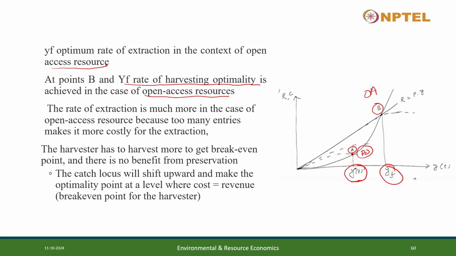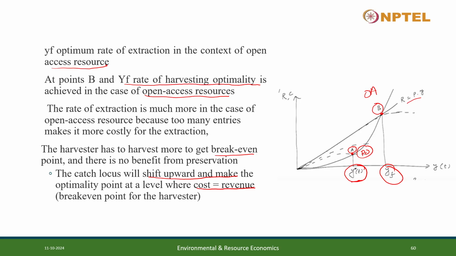The reason is that the harvester has to harvest more to reach the break even point. Since there are too many entries in the system, it is more competitive in the case of open access, and the cost of extraction will become higher. So to get through the break even point and make a profit, they try to extract more. Therefore we intersect the revenue curve and the cost curve here, and we get the point P. The catch locus will shift upward and make the optimality point at the level where cost is equal to revenue. That is called the break-even point for the harvester.